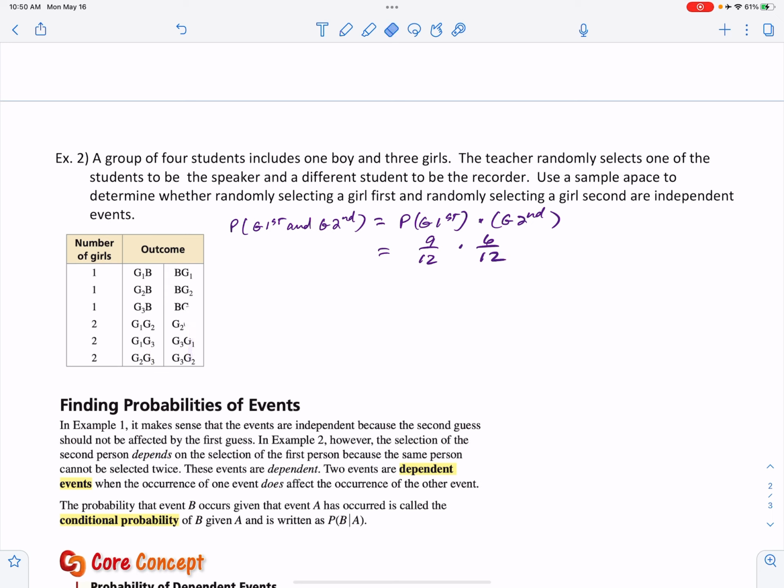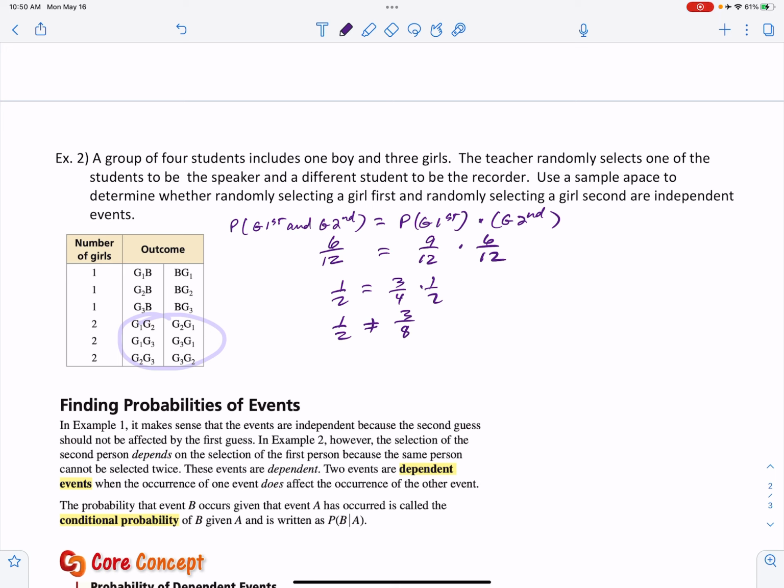And then on the left-hand side, where in here do I have a girl first and a girl second? Well, wherever I have a girl first and second are all of these. And that is 6 out of 12. And I have a 1/2 equaling 3/4 times 1/2. 1/2 does not equal 3/8. They are not.